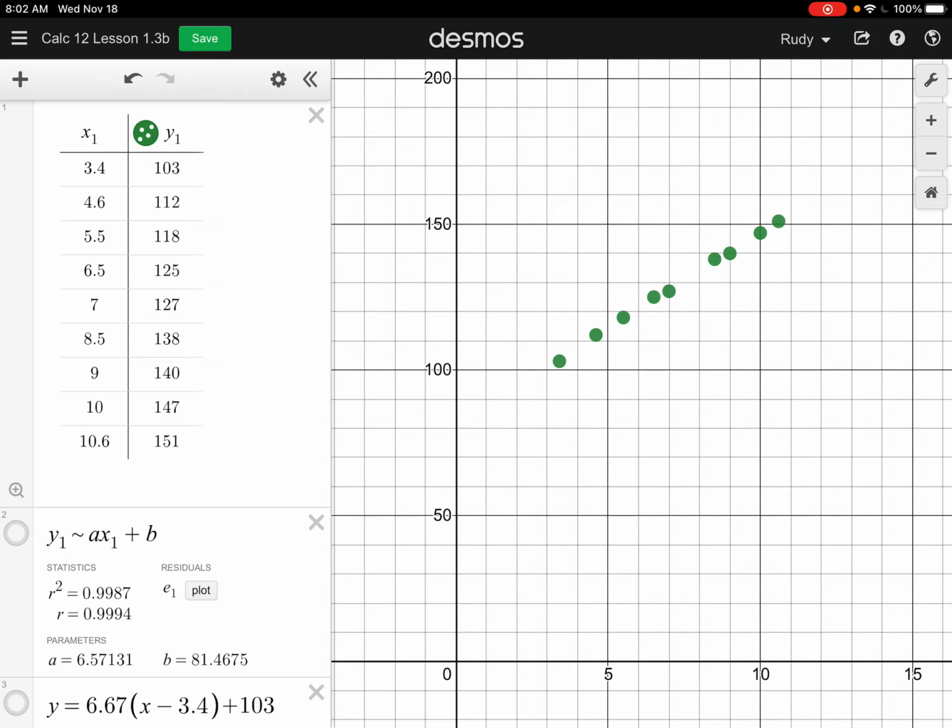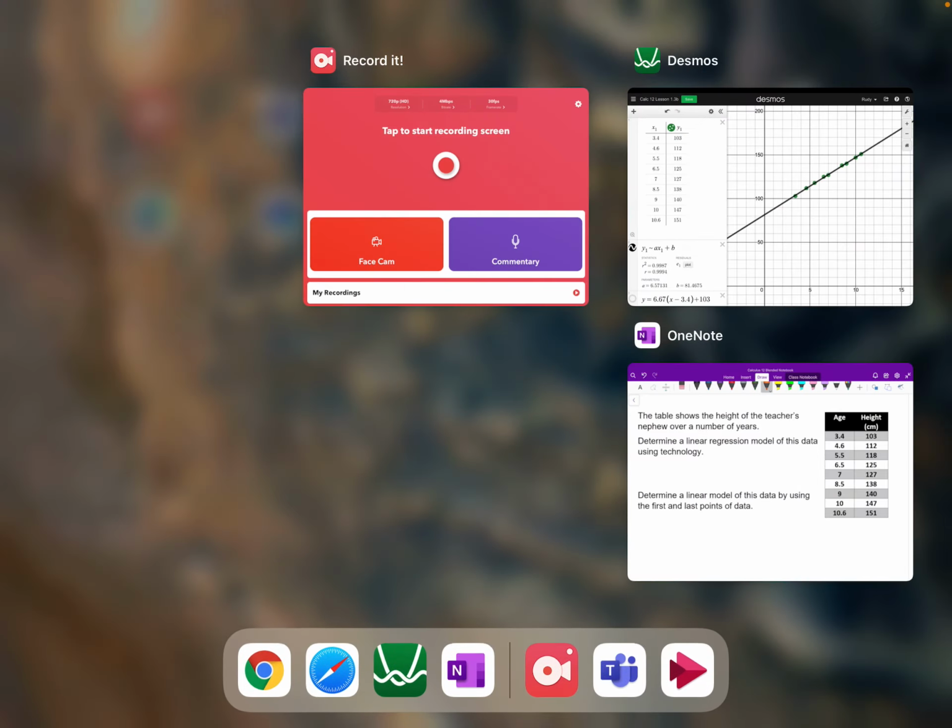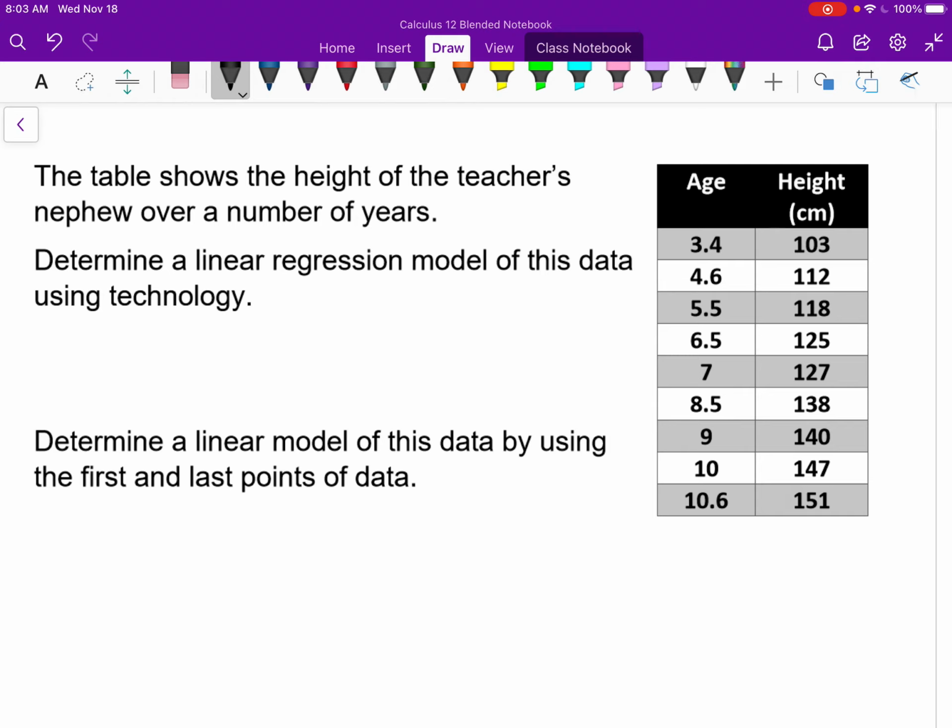And so the linear regression model is going to be y equals 6.57-ish times x plus 81.46-ish. All right, and the model, if I turn on the graph, looks like this. And again, that's the linear model. No model is perfect, but it's definitely pretty good, at least in the range of the data that we've been given. So let me write down that equation. So the regression model was y equals, and I'll round these values a bit, 6.57x plus 81.5.